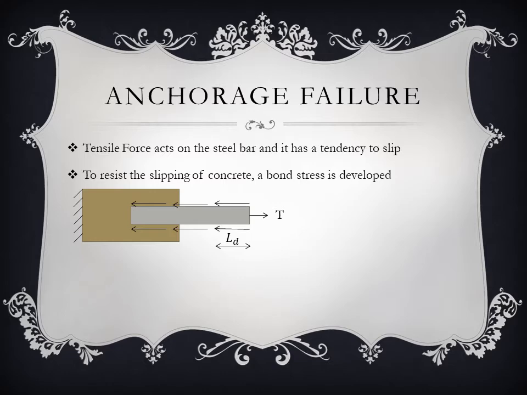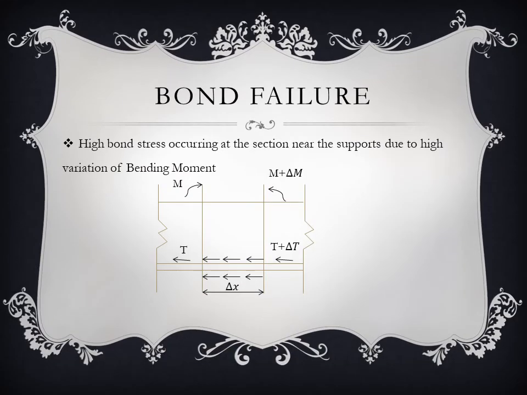Now let's look into flexural bond failure. Take this as a simple beam. At the critical section, that is near the support, at points of inflection and at points of high shear force, high bond stresses are developed due to large variations of bending moment. These bond stresses are called flexural bond stresses.